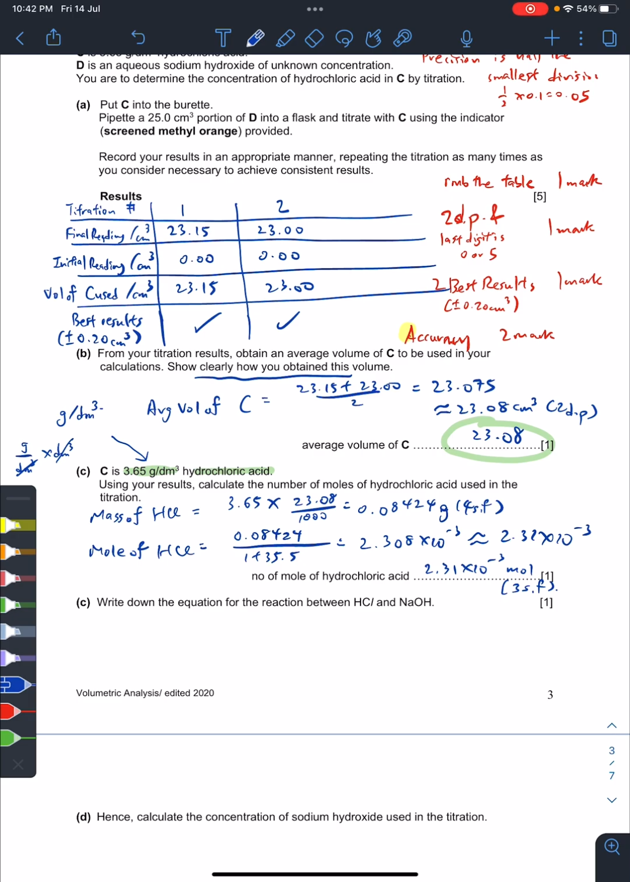Okay, next one, equation. So just now we did the equation already, right? But never mind, let's try again. Acid plus base, salt plus water, right? Acid HCl. Base NaOH. Water. So you can see for yourself, my Na never appear, my Cl never appear. So NaCl. Yay! Next one, done.